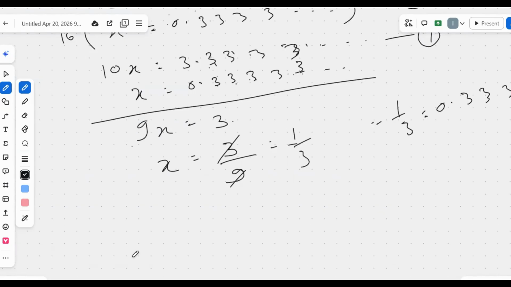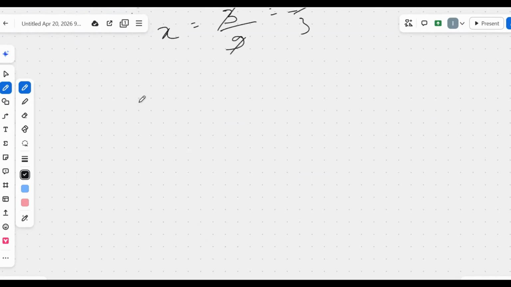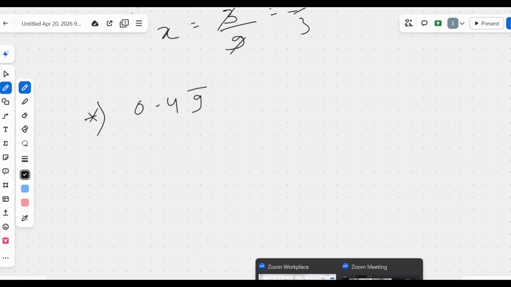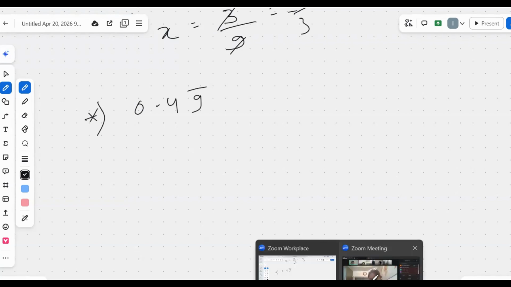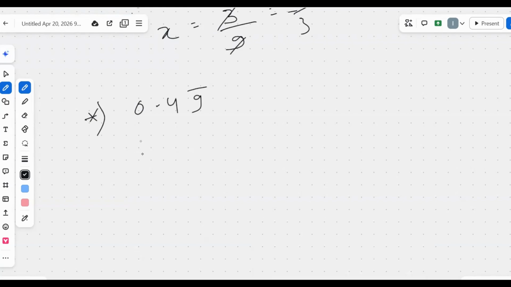The second case is something like this, 0.49 bar. But see, here the task is that your recurring number is going to be 9. I put the bar only on 9. Can anyone solve this one? I'm giving you 1 minute. Just solve this one.